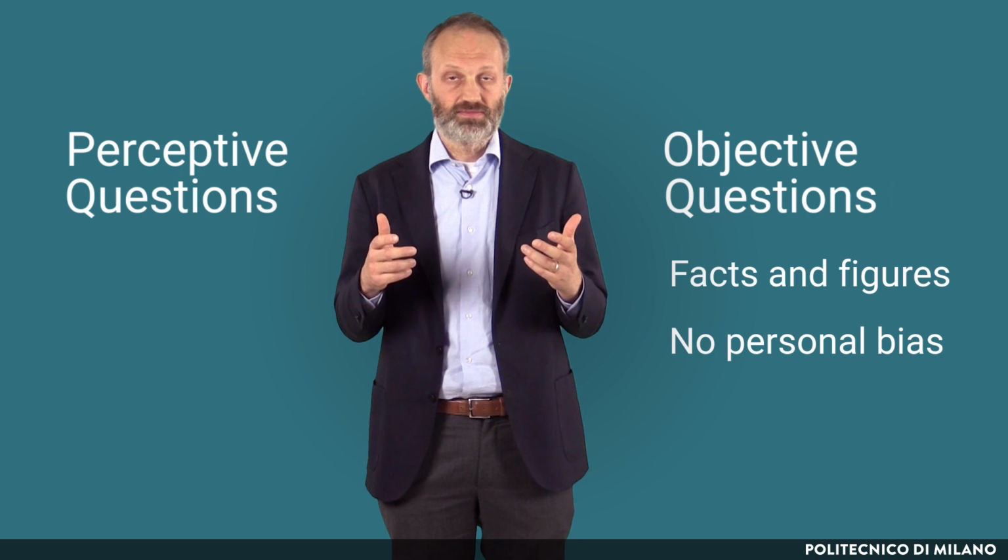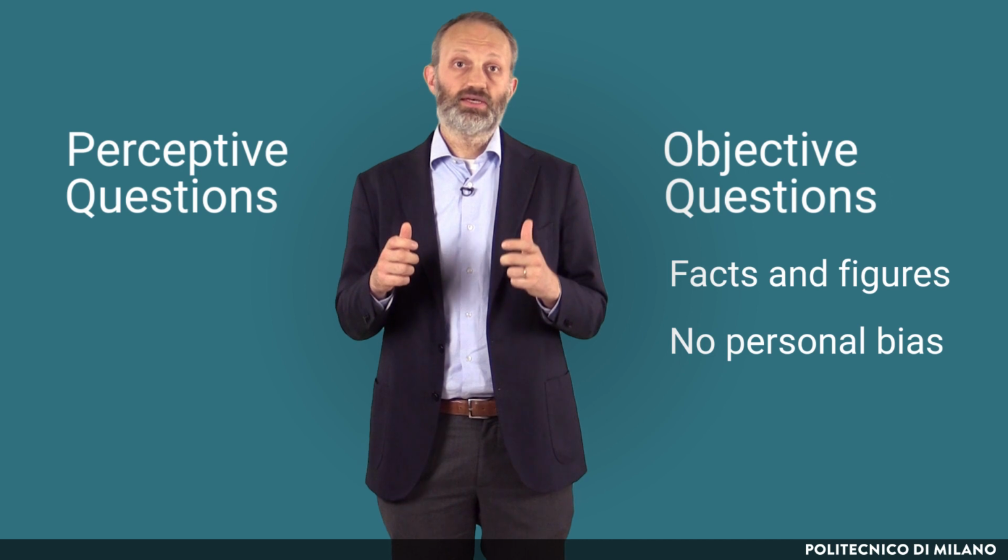We can distinguish between objective and perceptive questions. Objective questions usually refer to facts and figures, and therefore ask respondents to report about something they should be informed about, but without any personal bias. Perceptive or judgmental questions, instead, are about opinions, or more in general qualitative concepts that imply a personal view. Both types of questions may be needed to investigate our research model, but of course, as long as we can rely on objective questions, we should do it.